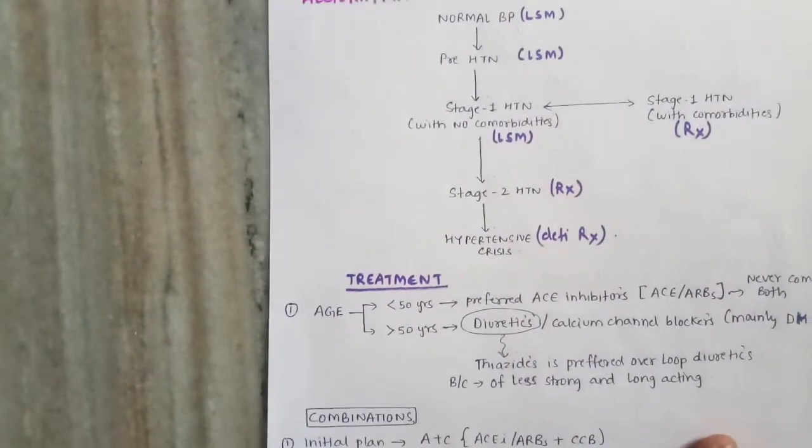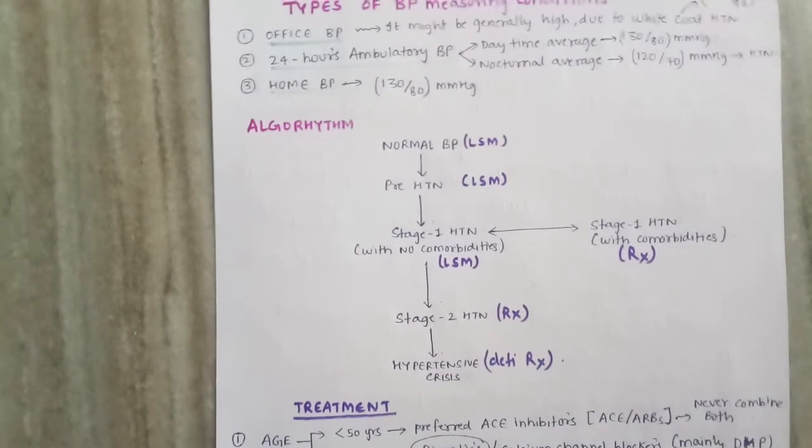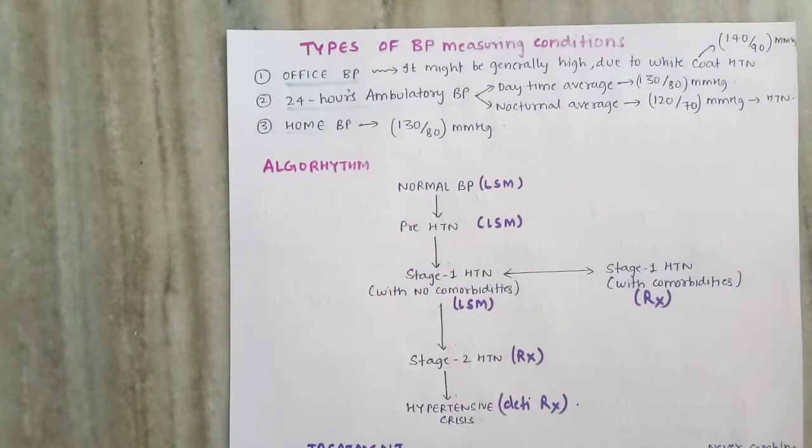So we know the types of BP measuring conditions. We have so many environments in which to check the BP, such as the office BP, the 24-hour ambulatory BP, and the home BP. Office BP might generally be high due to white coat hypertension.